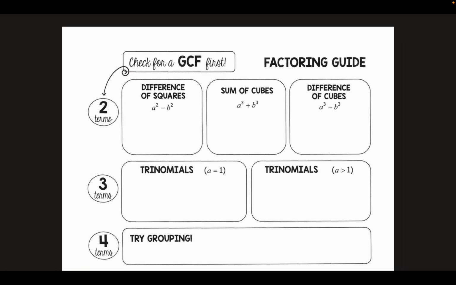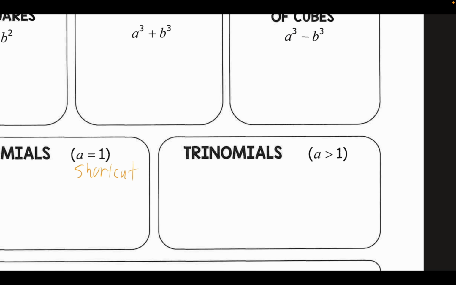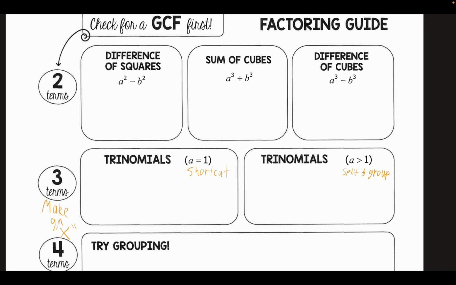If it's 3 terms, then it's a trinomial and you make your x. So I'll write here, make an x. And if it's 4 terms, you group. Now if a equals 1, we can use the shortcut. And if a is not equal to 1, greater than 1 specifically, then we will split and group. And let's have an example problem for each of these.